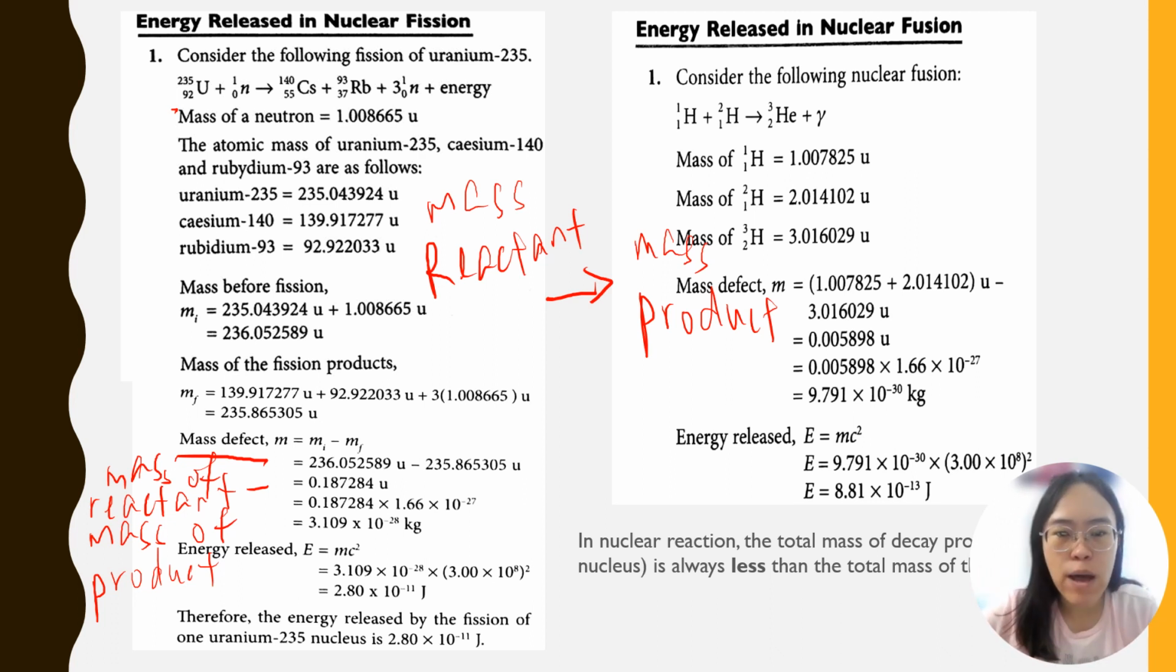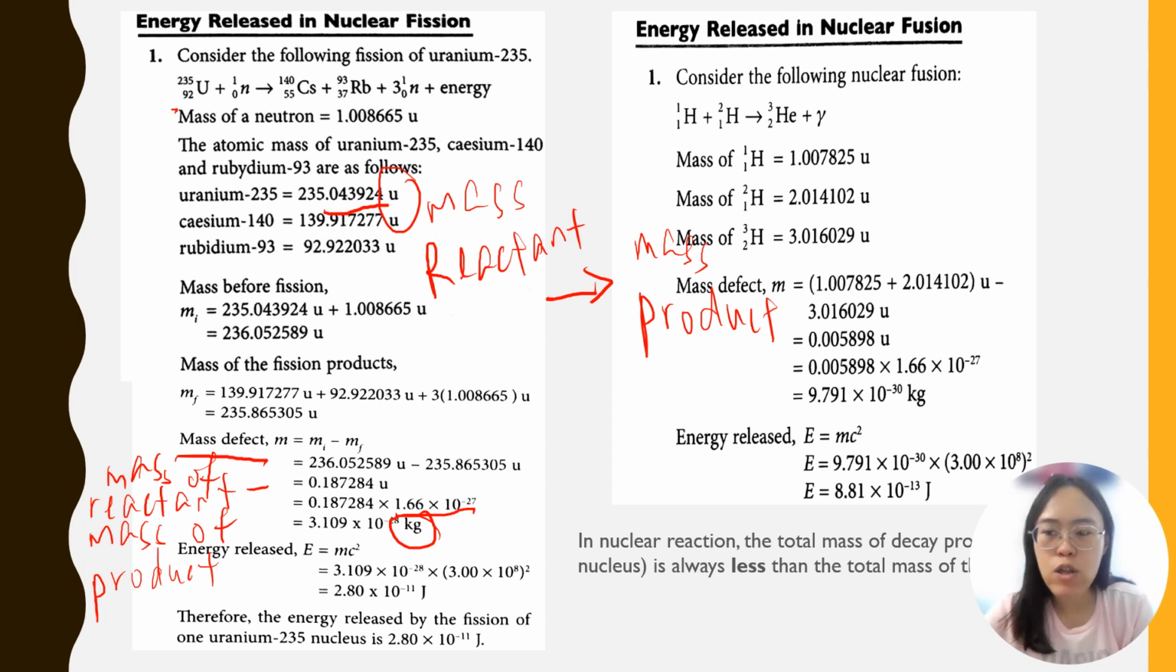And this is the one that I told you, the decimal places you must follow. The U here is the reference element, which is carbon 12. So you cannot just remain the mass in the unit of U. You must convert it into kg. After you find the mass defect using reactant minus product, you substitute in U as 1.66 times 10 to the power negative 27, so that your mass defect is in kg.